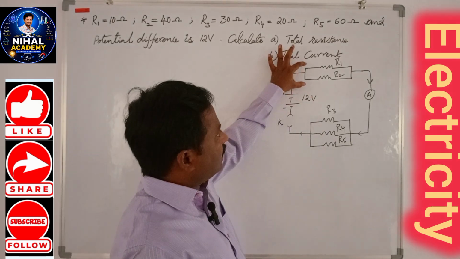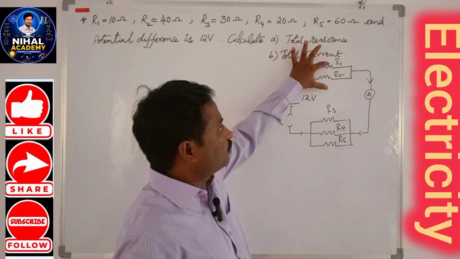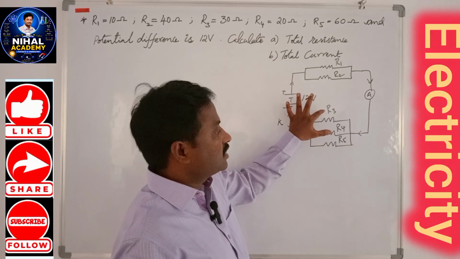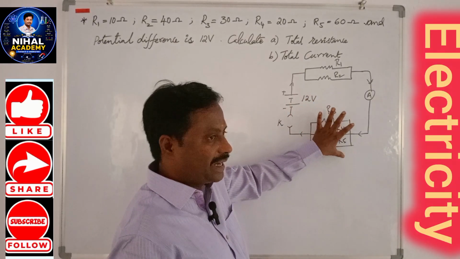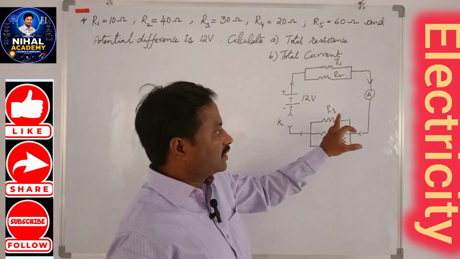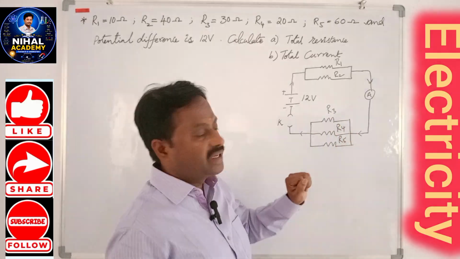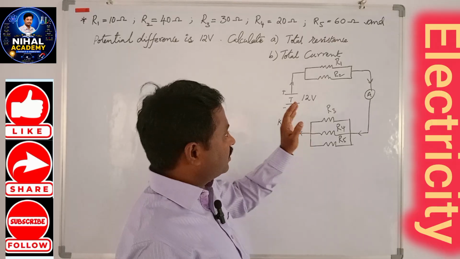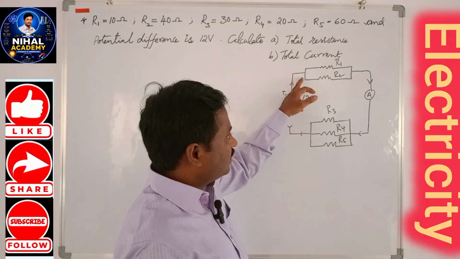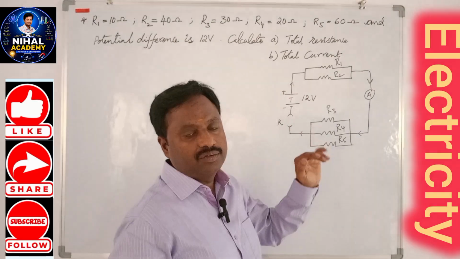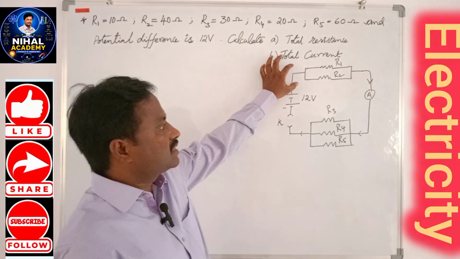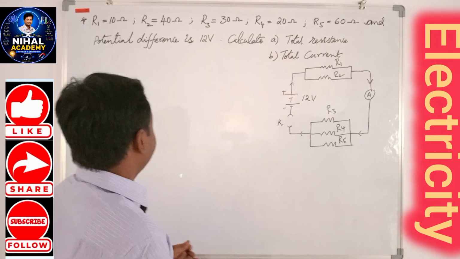So first you have to calculate the resultant resistance of R1, R2. Next, we have to calculate the resultant resistance of R3, R4, R5. For parallel, 1 by R is equal to 1 by R3 plus 1 by R4 plus 1 by R5. Here 1 by R is equal to 1 by R1 plus 1 by R2. After that, the resultants are in series. Then we have to calculate the series connection. So first we will calculate the resultant resistance of R1, R2.